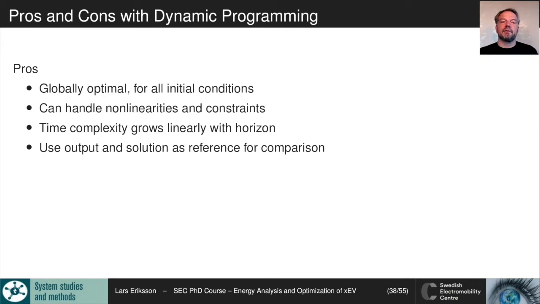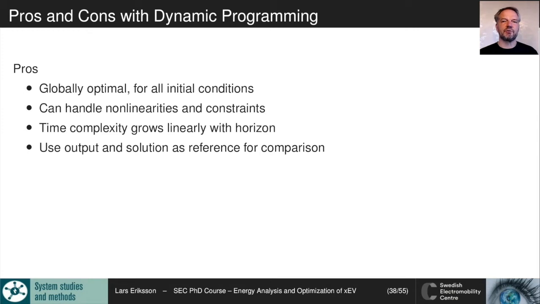The time complexity grows linearly with horizon. So if you can solve a small problem in a given time, then you know that you can solve a double length problem in twice the time. So it doesn't expand or explode in terms of time. And you can also use this output and solution as a reference for comparison. And that's the way dynamic programming has been used quite much in research and engineering development.